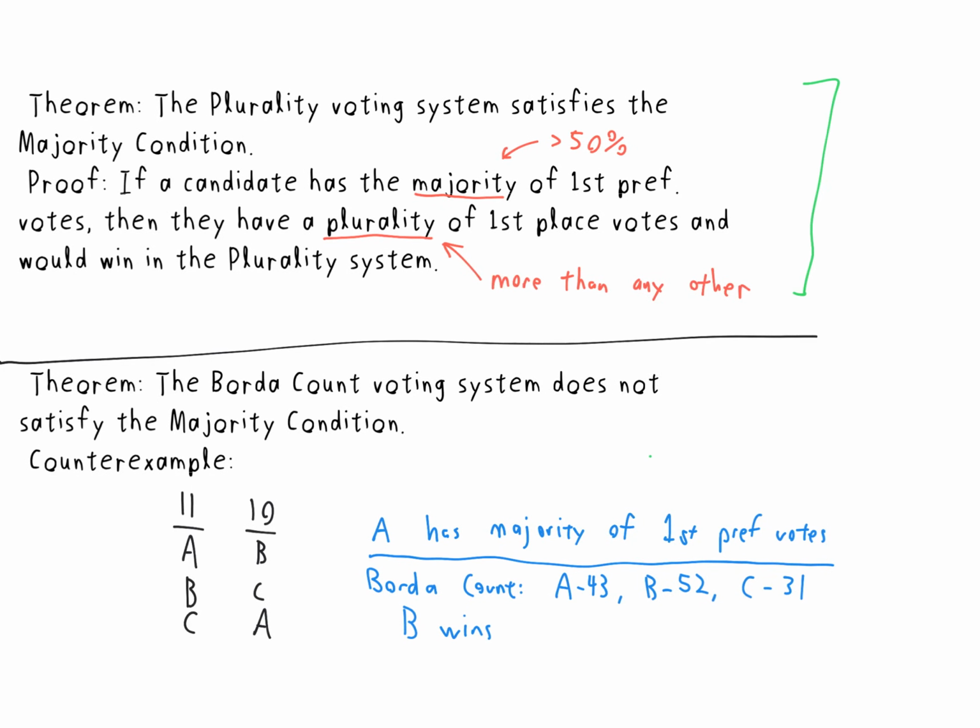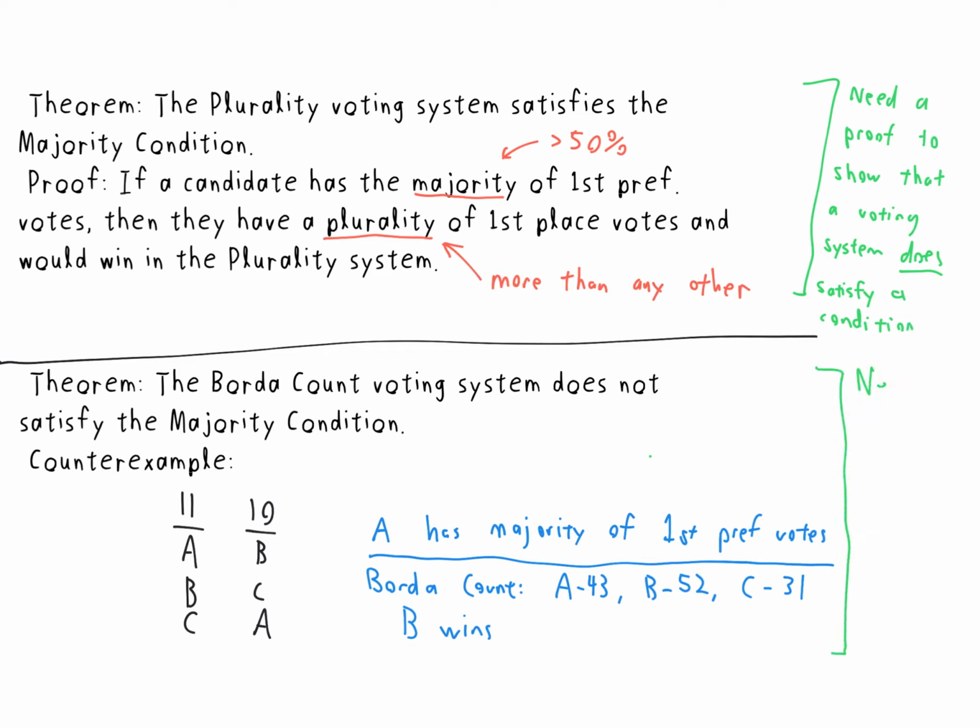One thing I'd like to point out here is that in order to show that a voting system does satisfy a condition, we need a proof. That is, we need to make logical arguments to show that a condition is met for all elections by a particular voting system. However, to show that a voting system does not satisfy a condition, we just need one counterexample, one example that shows that the voting system does not satisfy the condition in all circumstances.